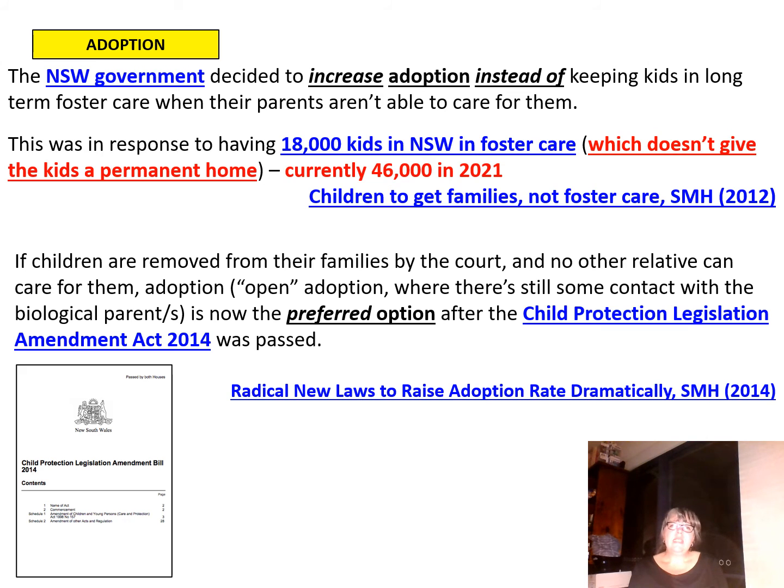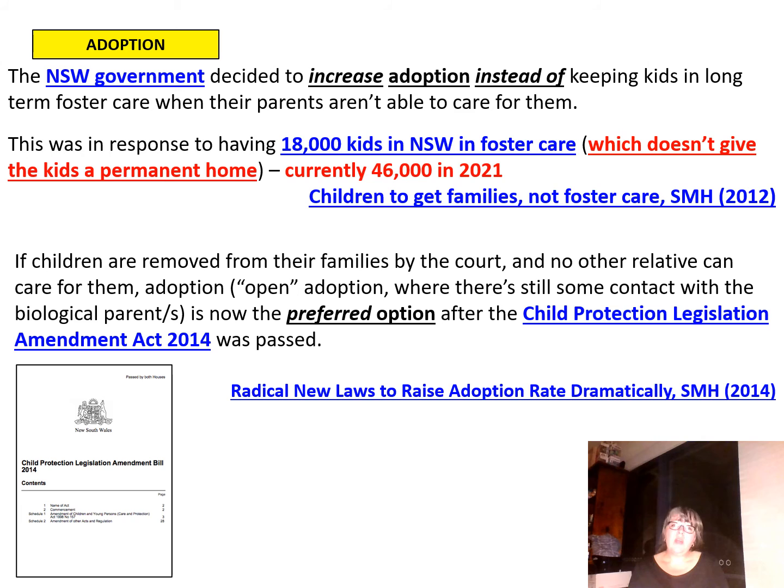Currently, there are about 46,000 kids in New South Wales in foster care. So 2012, that article was talking about 18,000. 2021, that's 9 years later, more than double. Even at our own school, there are so many kids in out-of-home care. It's quite scary. It's not something that seemed to happen or wasn't really known about or talked about, I suppose, when I was growing up. And I see it a lot today, and it's something, because there's obviously a reason.